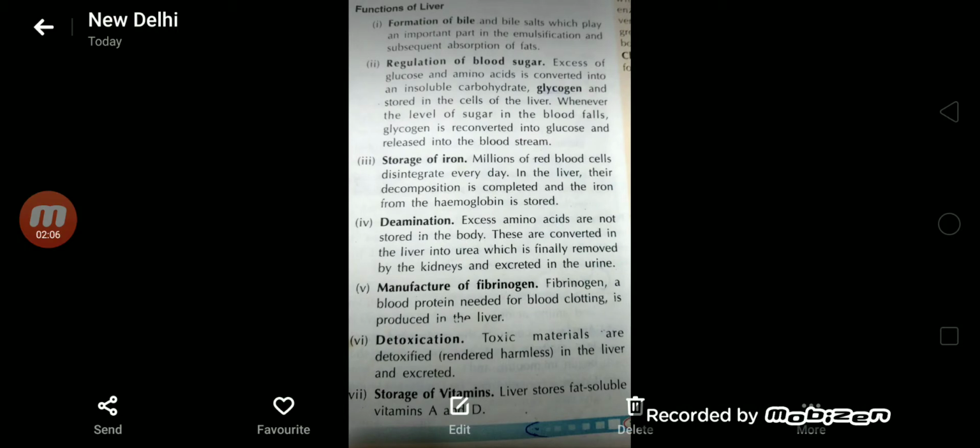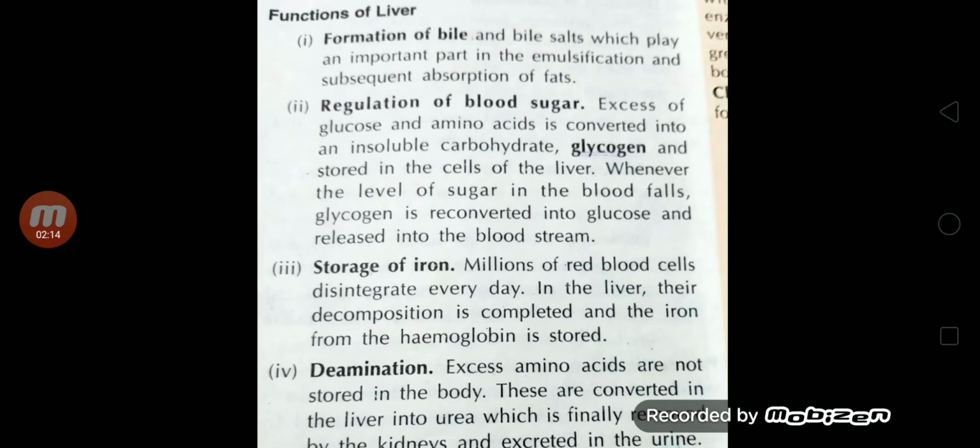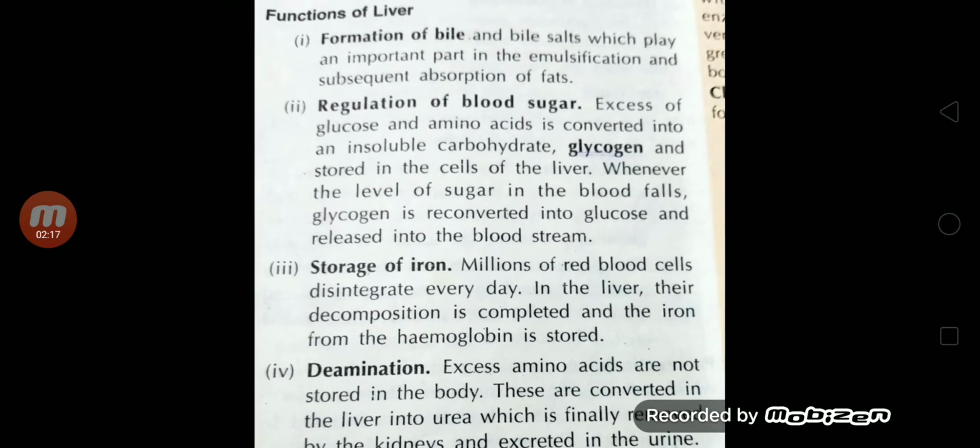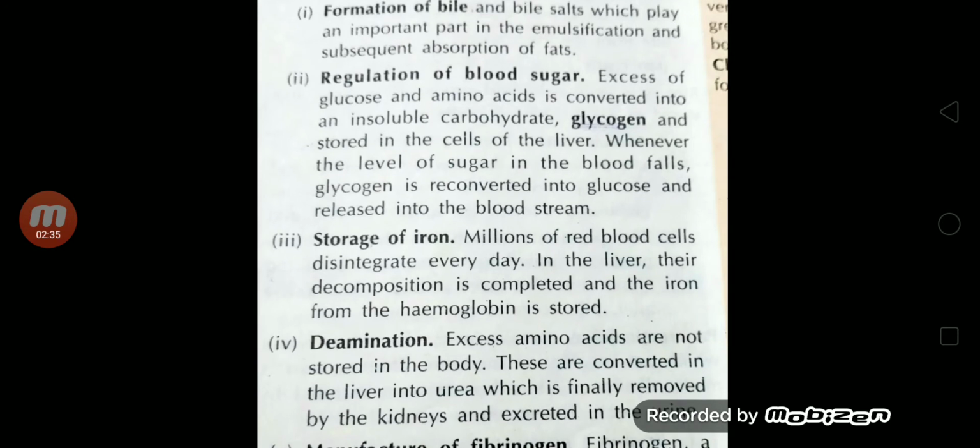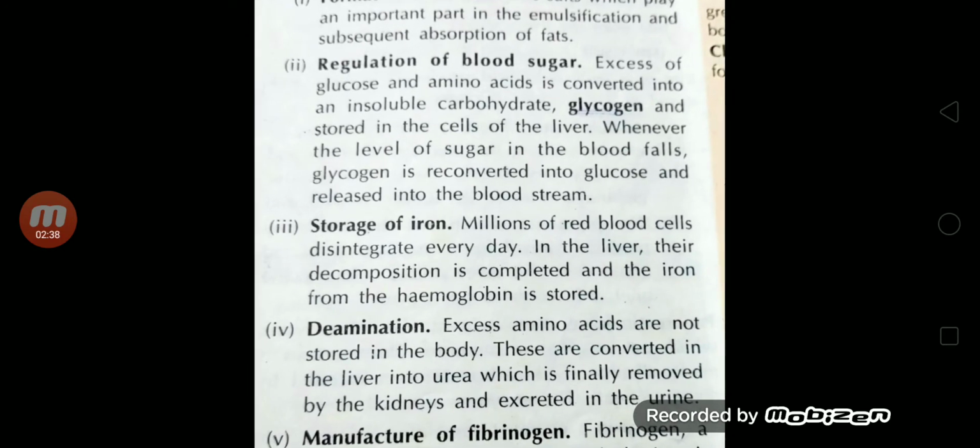Liver. Function of liver: formation of bile and bile salts, which play an important part in the emulsification and subsequent absorption of fats. Regulation of blood sugar: excess of glucose and amino acid is converted into an insoluble carbohydrate, glycogen, and stored in the cells of liver. Whenever the level of sugar in the blood falls, glycogen is reconverted into glucose and released into the bloodstream. Storage of iron: millions of red blood cells disintegrate every day in the liver. Their decomposition is completed and the iron from the hemoglobin is stored.